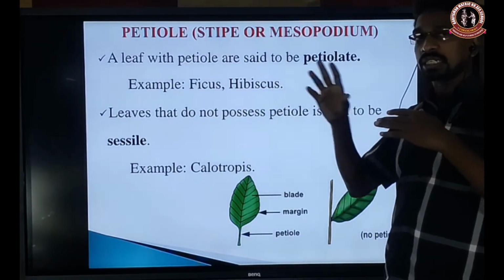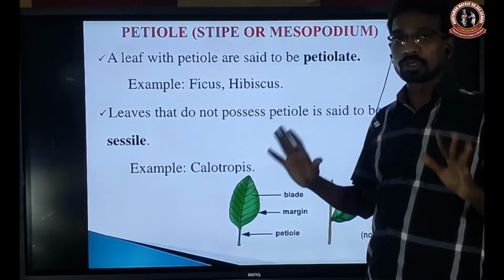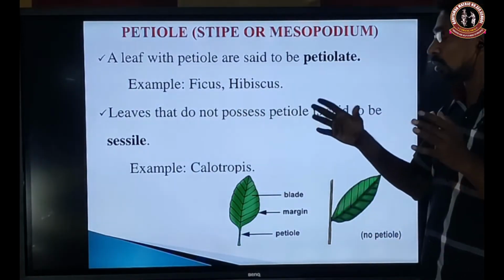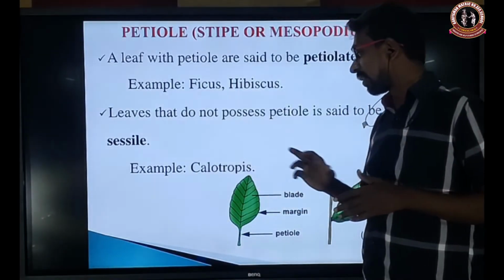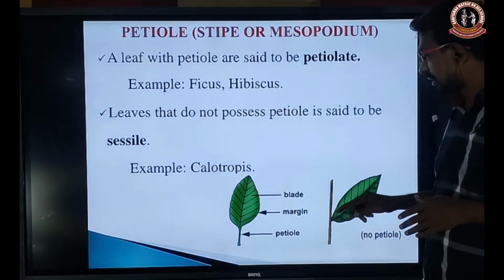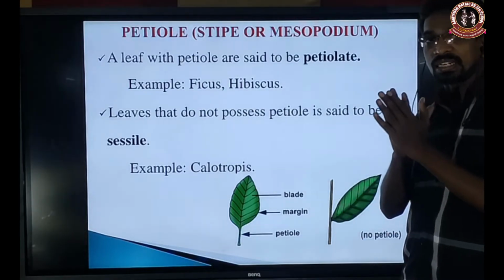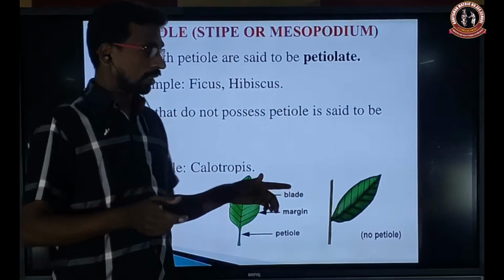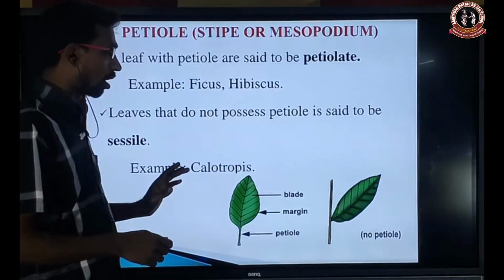Here they give some examples. Most plants have petiolate leaves. A leaf that does not possess a petiole is said to be a sessile leaf. Example, Calotropis. So this is a sessile leaf. In a sessile leaf, the lamina is directly attached to the stem. But here, in the petiolate leaf, there is the middle region, that is the stalk region.